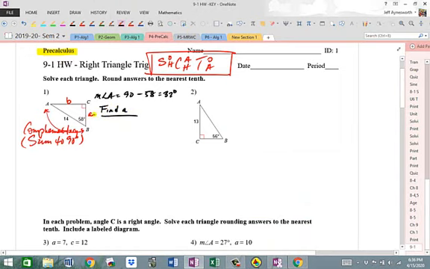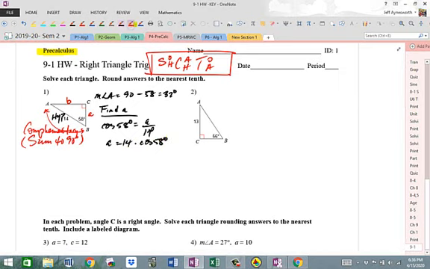I know that a is adjacent to the angle and 14 is the hypotenuse. So I'm going to use cosine. So I know that the cosine of 58 degrees is equal to a divided by 14. And therefore, if I multiply both sides by 14, a is equal to 14 times the cosine of 58 degrees. I'm not always going to show my work, but I multiplied both sides by 14. That's all I did. And you get 14 times the cosine of 58, and that's what you enter in the calculator.